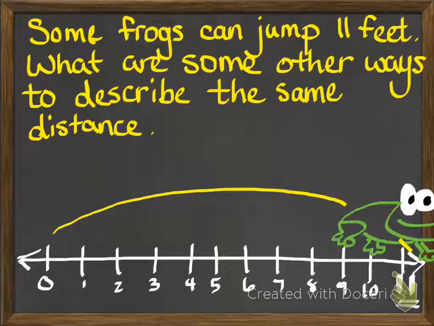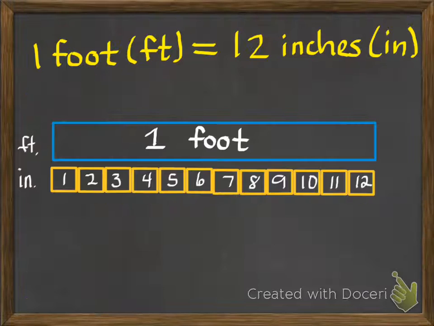Today's objective. Here's our example problem. Some frogs can jump 11 feet. What are some other ways to describe the same distance? So you can see on my number line, he has jumped in feet. He's jumped 11 feet. Well, how many inches would that be? How many yards would that be? That's the kind of thing that we're going to be learning how to do today.